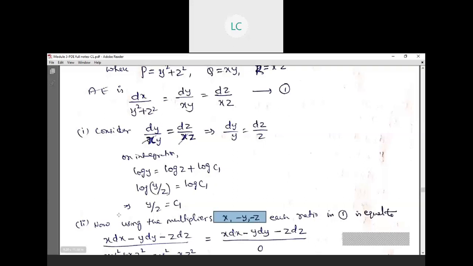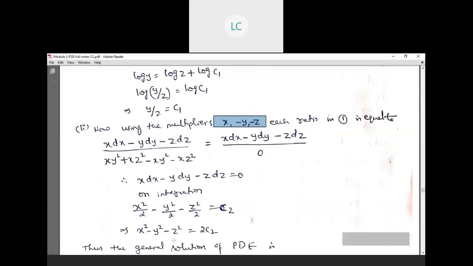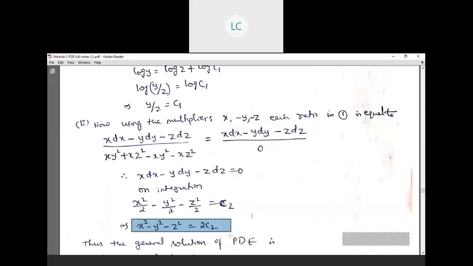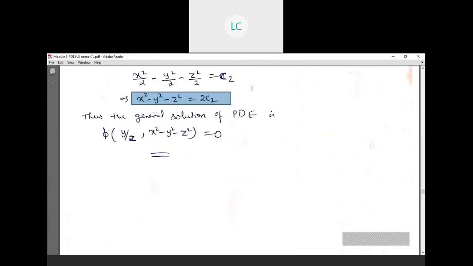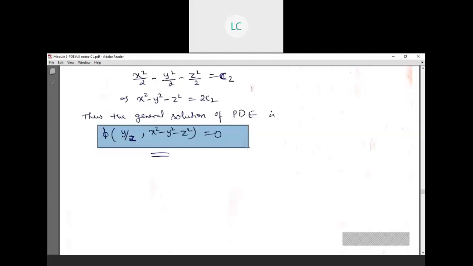Now use those multipliers here, you'll get x dx minus y dy minus z dz by the denominator. We can cancel all the terms, in the denominator we'll get 0. That's why we can write x dx minus y dy minus z dz equal to 0. If we integrate this, we'll get x square minus y square minus z square equal to 2c2. That is our v. So u is y by z, v is x square minus y square minus z square equal to 0. This is the required solution. This is the way of choosing multipliers.